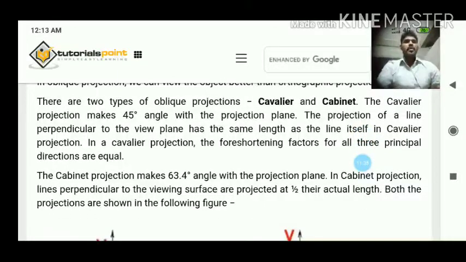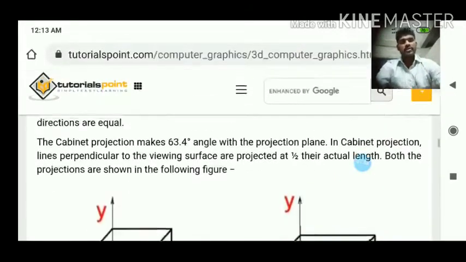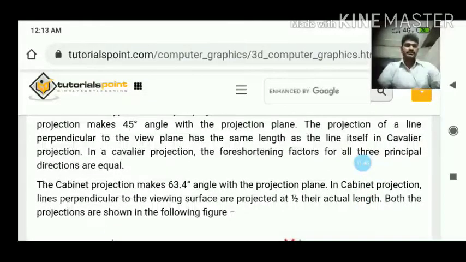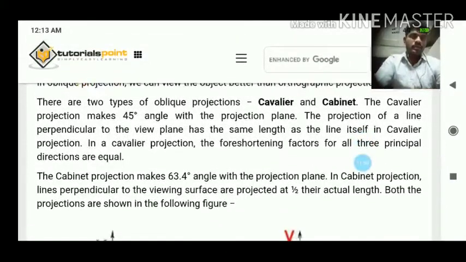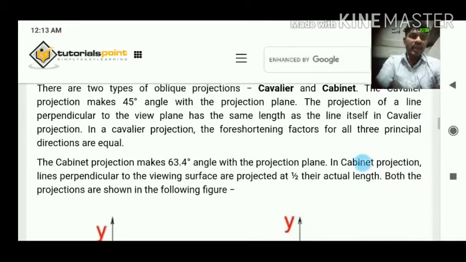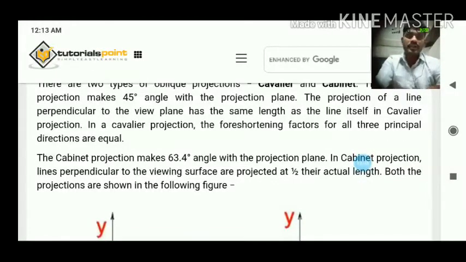There are two types of oblique projections, cavalier and cabinet. The cavalier projection makes a 45 degree angle with the projection plane, as already explained. The projection of a line perpendicular to the view plane has the same length as the line itself in a cavalier projection. In a cavalier projection, the foreshortening factors for all three principal directions are equal.